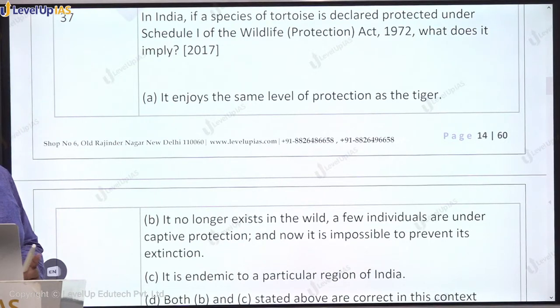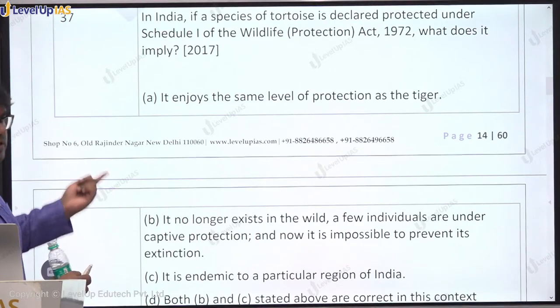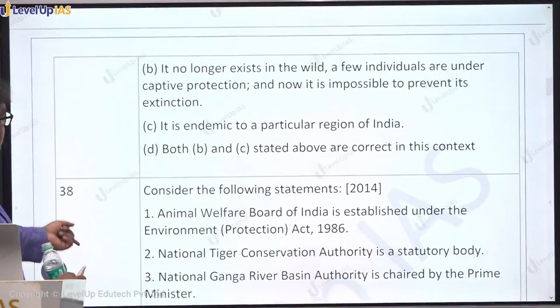Who's going to answer? Aditya, your turn. Same level of protection. Yes, tiger is also in Wildlife Protection Act Schedule 1. This is also in Wildlife Protection Act Schedule 1. Thus, they attract same level of protection.